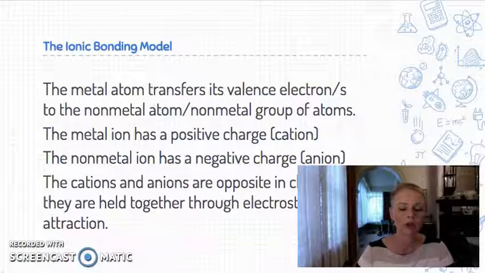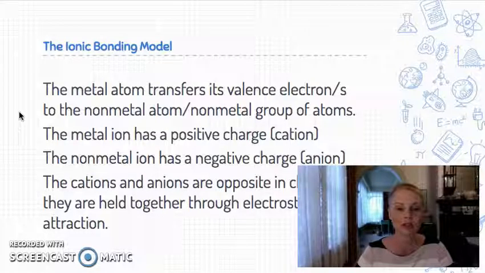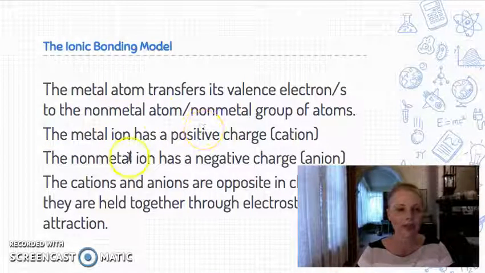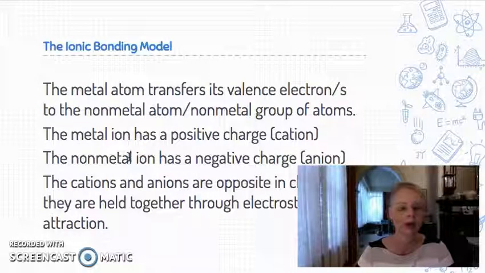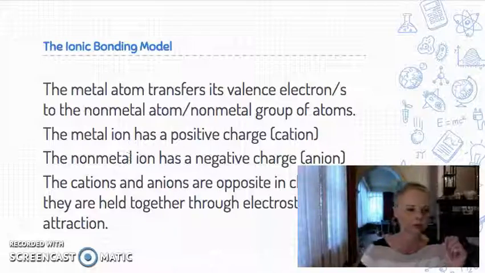Okay, so in the ionic bonding model, the metal ion transfers its valence electron, or outer shell electron or electrons, to the non-metal atoms or polyatomic group. The metal is the positive charge or cation, the non-metal is the negative charge or anion. Now, because the cations and the anions have opposite charge, they are held together through electrostatic attraction.